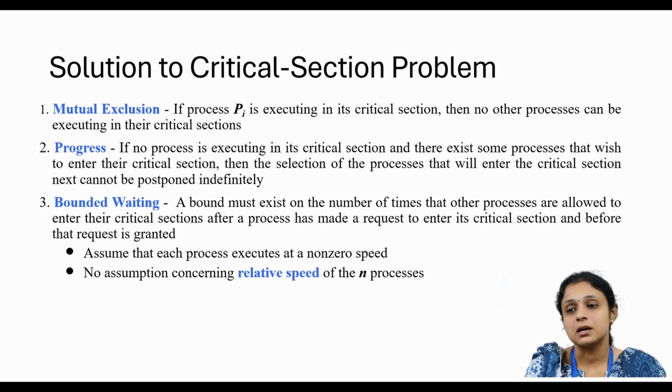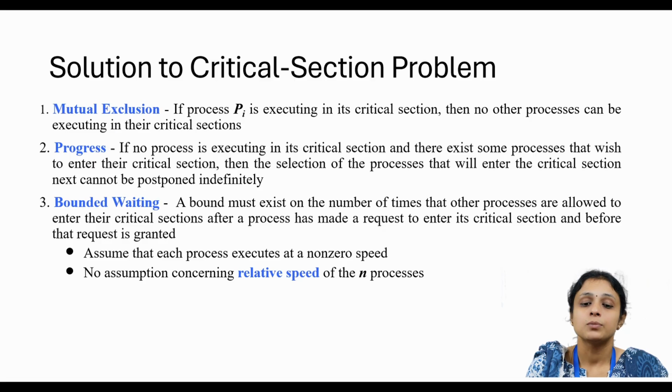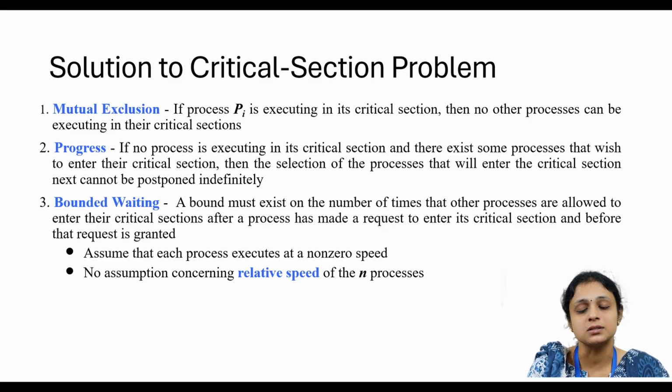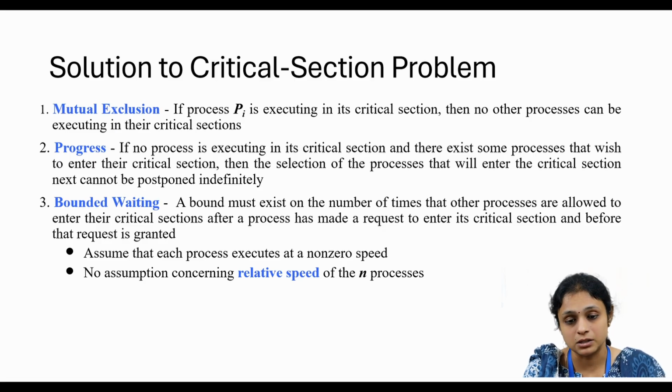Third one is bounded waiting. Let us consider there are two processes, process P1 and process P2. Process P1 is accessing the critical section. Once process P1 has completed and exited from the critical section, the critical section is empty. Now process P1 and process P2 again want to enter into the critical section. Suppose the operating system allows P1 again to access the critical section. P2 has been waiting for a time interval. This should not happen again and again, that is, only process P1 accessing the critical section and process P2 waiting for an indefinite amount of time.